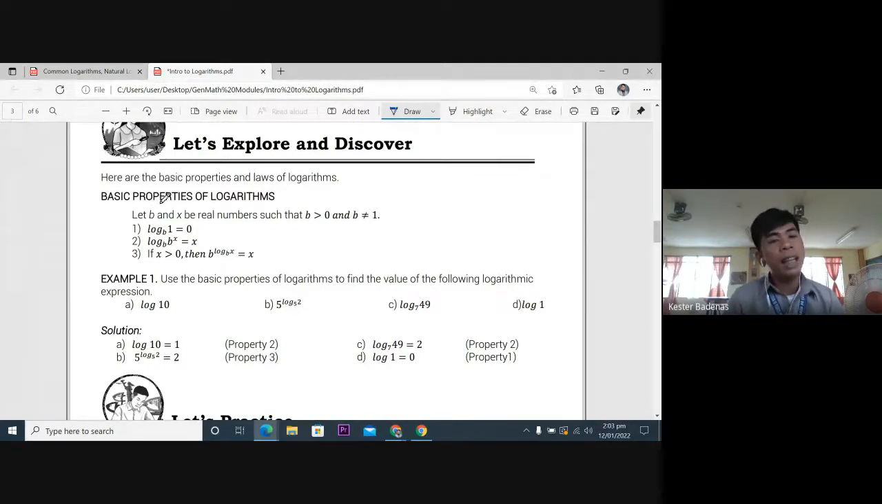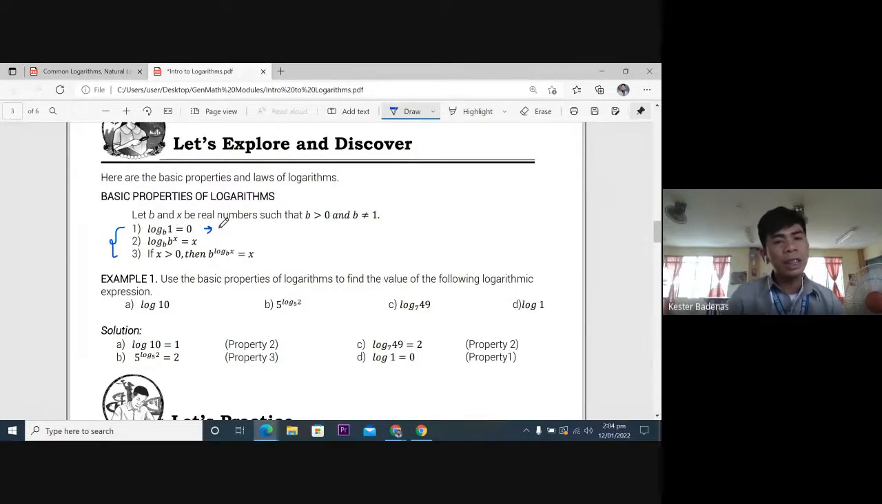So let b and x be real numbers such that b is positive, the base is positive, and that it is not equal to 1. So these are the properties. Kapag meron tayong logarithm of 1 to any base, it might be base 1 million, base 9, base pi, base 1/2, as long as yung ilo-logarithm natin is 1, regardless na kung ano yung base, the answer would be always 0. Okay?